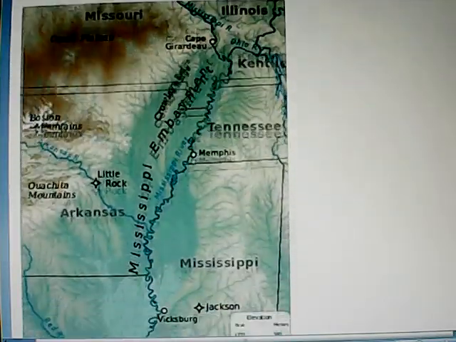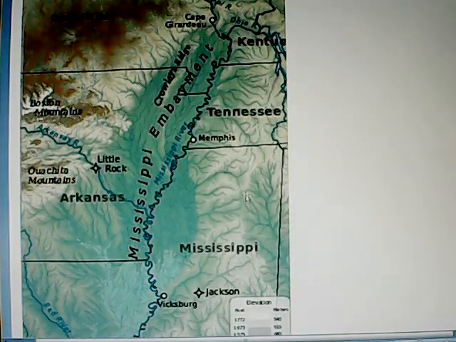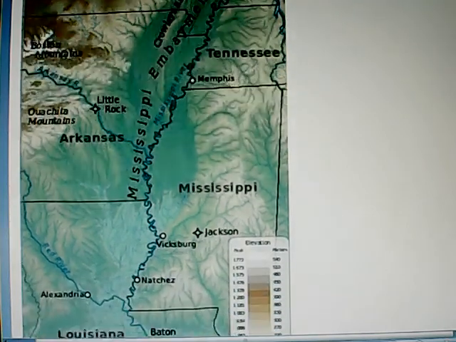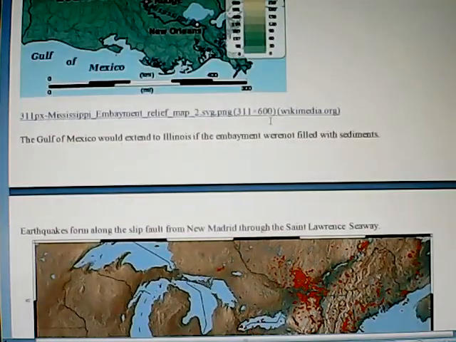And this shows you the extent of the embayment. As this side has been moving up, it is pushed away from the Midwest side. The East Coast side is pushing up and creating this gap. The Gulf of Mexico would extend to Illinois if the embayment were not filled with sediment.